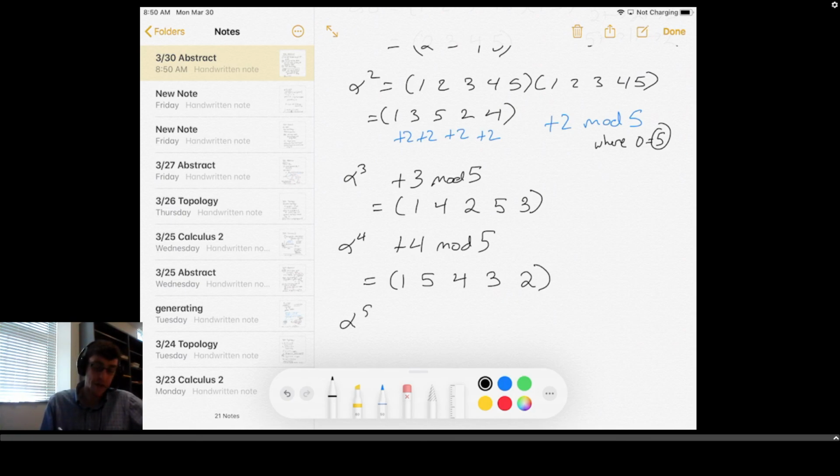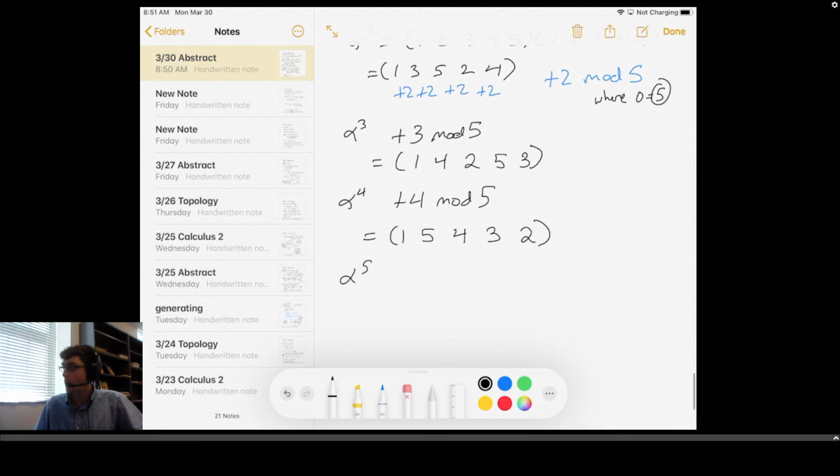And then what is alpha to the 5th? This was supposed to be the super quick one. Why? So you could do the addition mod 5. And plus 5 mod 5 is nothing. So yeah, this is E. And again, you're cycling by 1. If you cycle by 1 5 times, you're back where you started, right? Cycle 5 times, back where you started.